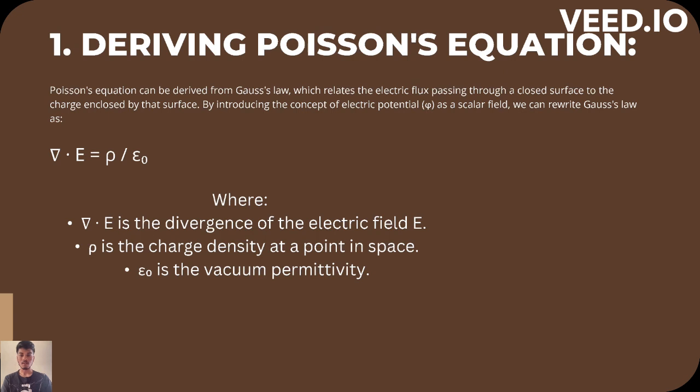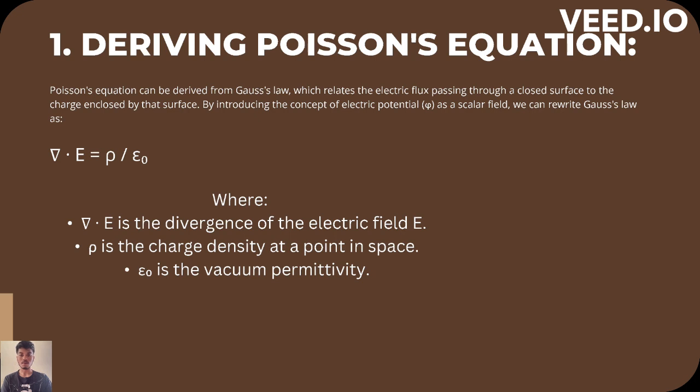Deriving Poisson equation. Poisson's equation can be derived from Gauss law, which relates the electrical flux passing through a closed surface to the charge enclosed by that surface. By introducing the concept of electrical potential phi as a scalar field, we can rewrite Gauss law as del dot E equal to rho by epsilon naught, where del dot E is the divergence of the electric field E, rho is the charge density at a point in space, and epsilon naught is the vacuum permittivity.